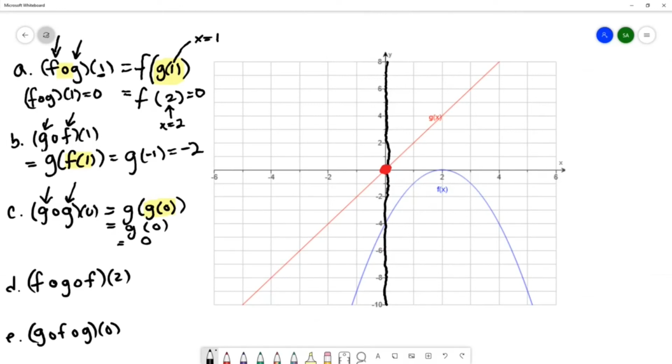Let's take a look at the next one. The next one is a little bit different because we have 3 functions. We have f composed with g composed with f of 2. And when we have more than 2 functions, we just keep embedding them inside of each other. So f will be the one on the outside, then inside of that will be g, then inside of that will be f, and inside of that will be 2.